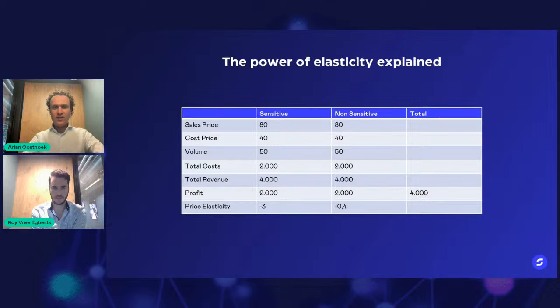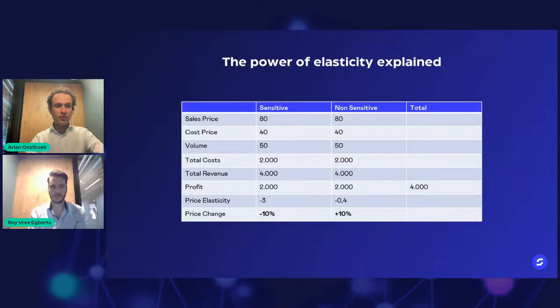So then we design an experiment to test these elasticity scores. We give the sensitive item a discount of 10% to realize that extra sales and to benefit from this very elastic product. And for the non-sensitive item, we give it a 10% higher price, so a markup actually, because it only costs us 4% of the sales, but we get 10% higher revenue.